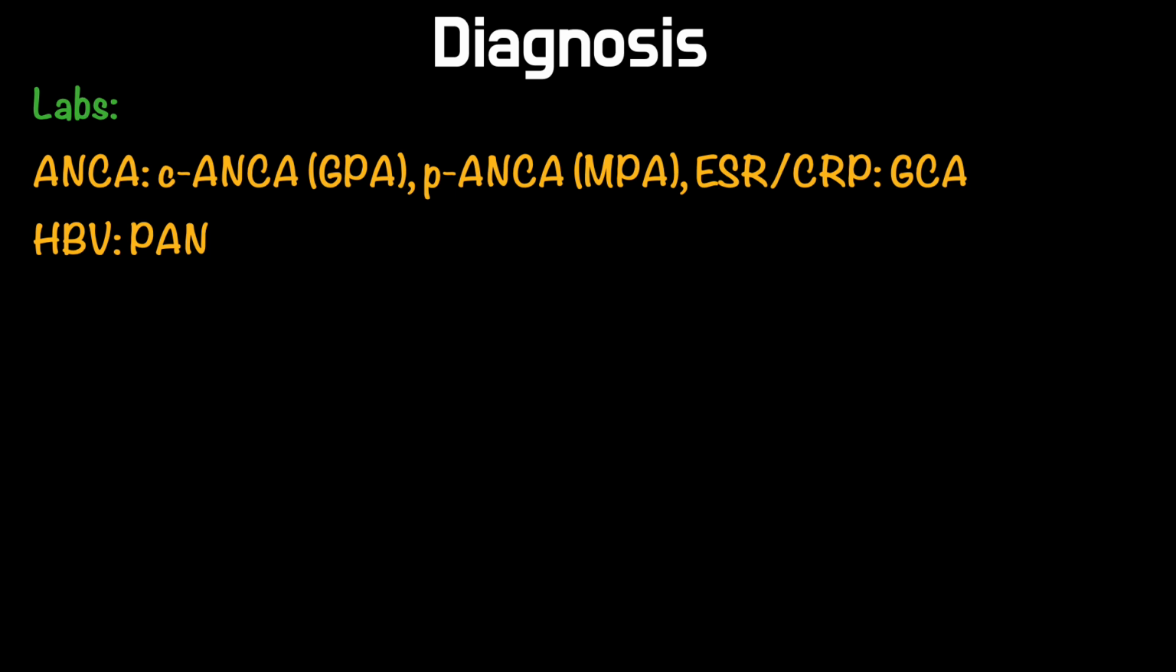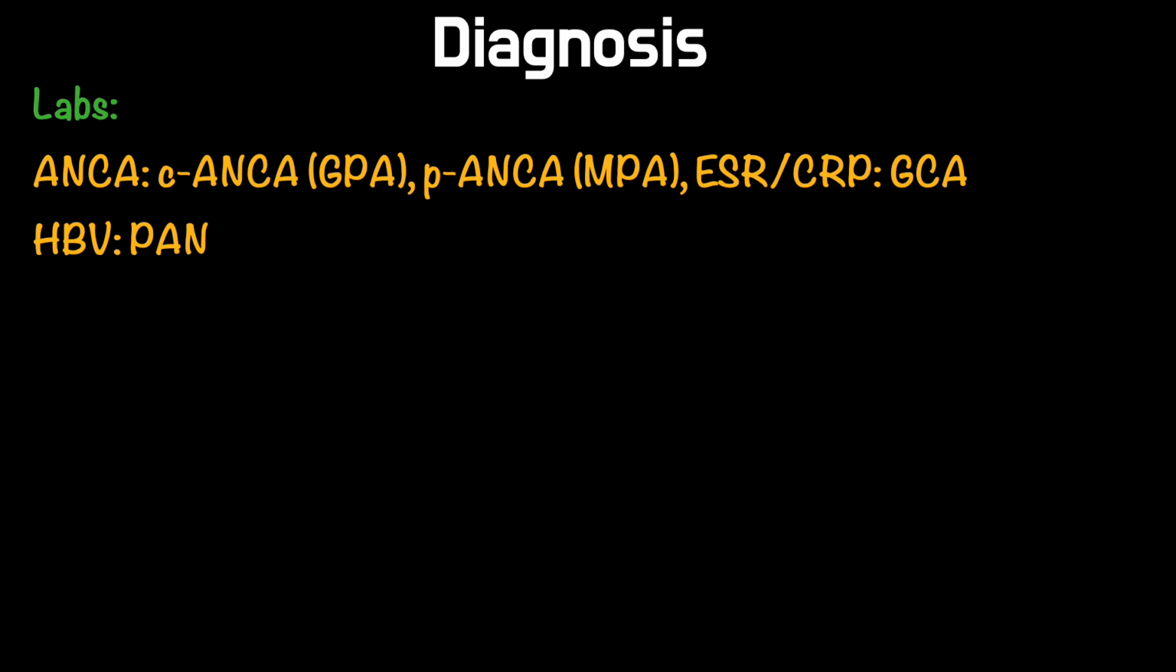So let's talk about the diagnosis. In diagnosis, we look at the laboratory values, right? So ANCA values, like anti-neutrophil cytoplasmic antibody. It can be cytoplasmic or perinuclear. So cytoplasmic ANCA is raised in GPA, that is granulomatosis with polyangiitis, and perinuclear ANCA is raised in MPA, that is microscopic polyangiitis, right?